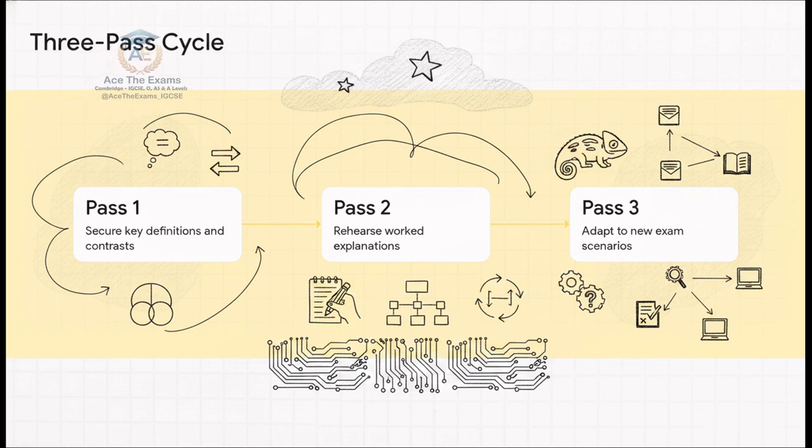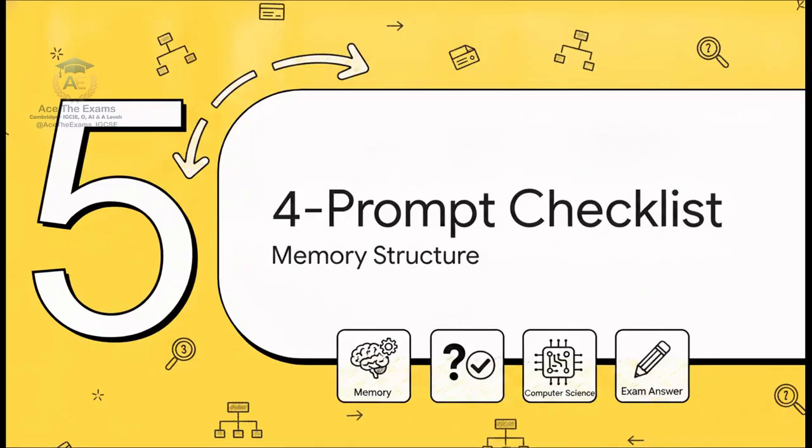This layered revision style is absolutely vital because Cambridge questions love to combine pure theory with applied reasoning. You can't just memorize the textbook cover to cover. You have to adapt your knowledge on the fly to whatever bizarre scenario they throw at you. Which brings us to our final section, the 4-prompt checklist. This is the ultimate system to structure your memory and guarantee top marks.